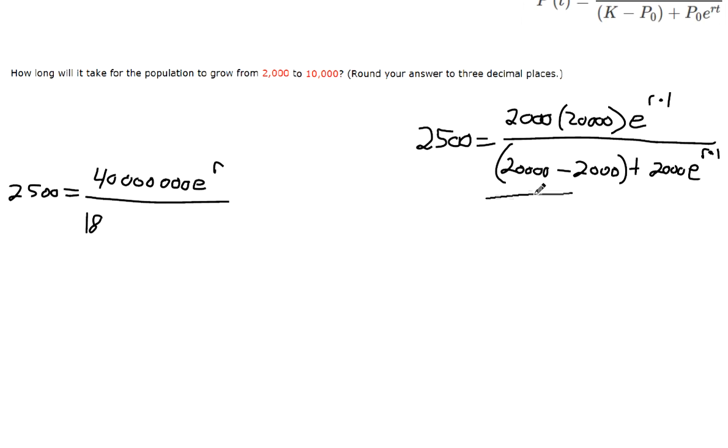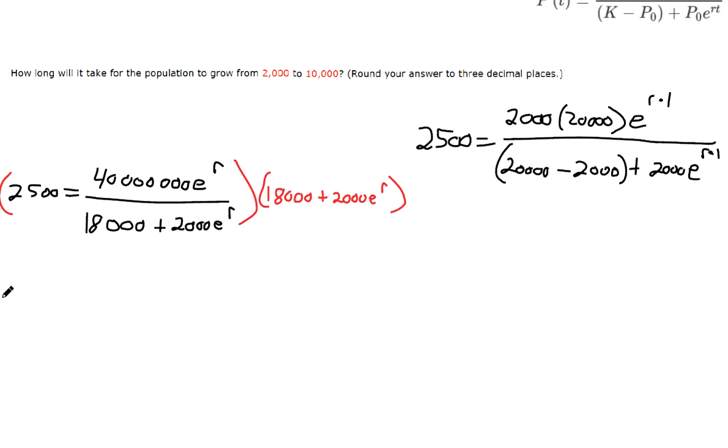Okay, so 20,000 minus 2,000 makes 18,000. And then we got 2,000 e to the r. So what you want to do with these types of problems, when you're trying to solve for a variable and it's in the numerator and the denominator, your goal should be to first get it out of the denominator, get it out of the bottom of the fraction. So I'm going to multiply both sides by 18,000 plus 2,000 e to the r, because that will make this cancel out in the denominator.